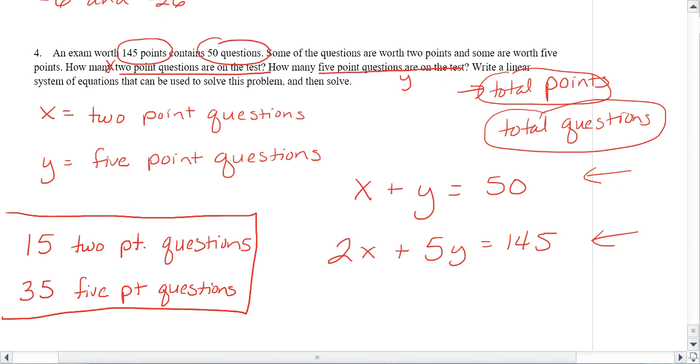When you solve, you should come up with the fact that there is 15 of the 2-point questions and 35 of the 5-point questions. And if you had trouble with that, please see me in class. All right, now you have the knowledge you need to do the word problems with systems of equations. So have fun with math.